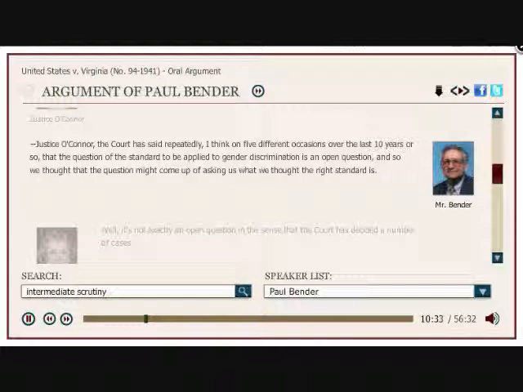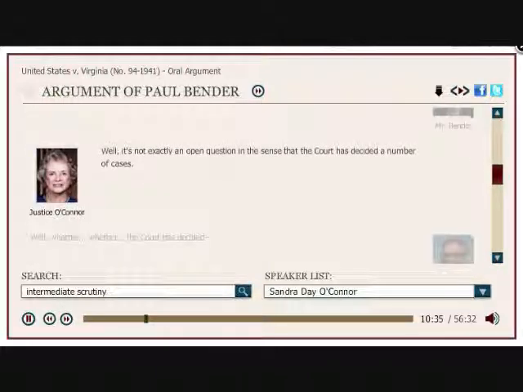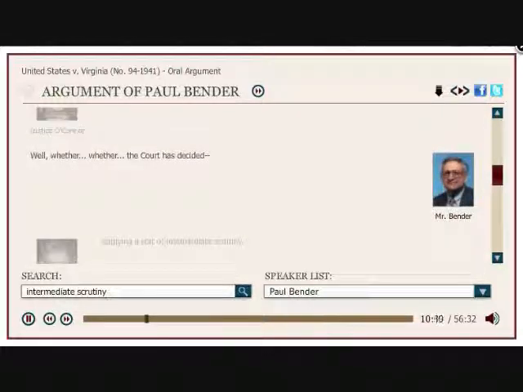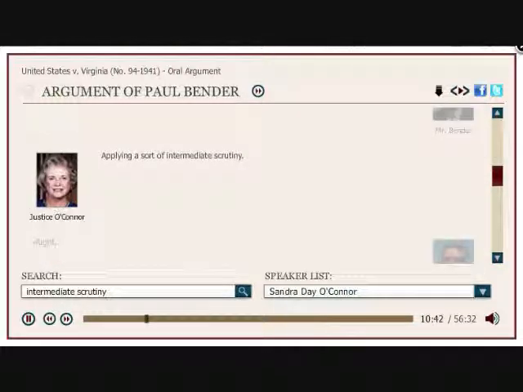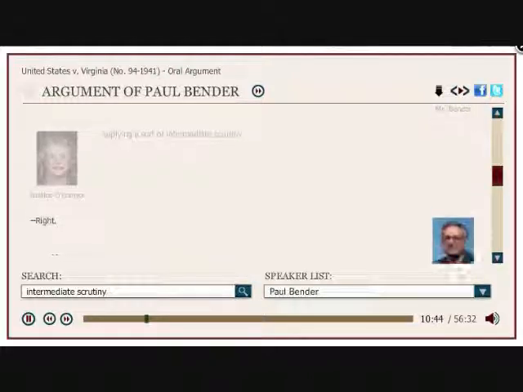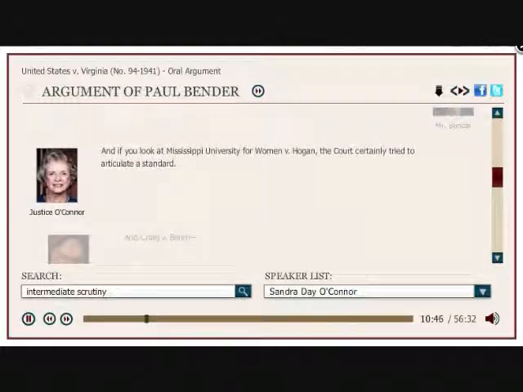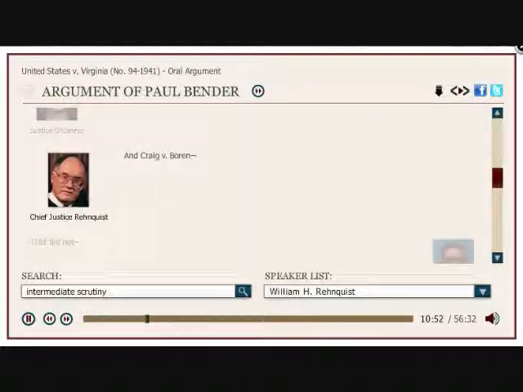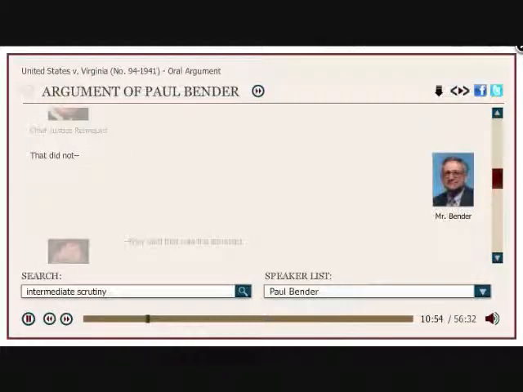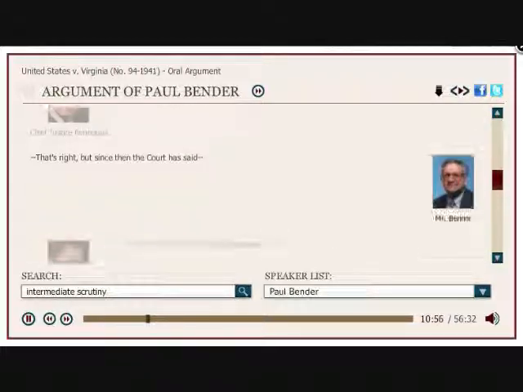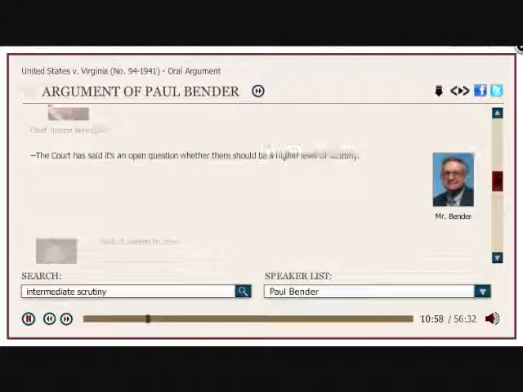Well, it's not exactly an open question in the sense that the court has decided a number of cases. Well, whether the court has decided applying a sort of intermediate scrutiny, and if you look at Mississippi University for Women versus Hogan, the court certainly tried to articulate a standard. Craig versus Boren, they said that was the standard. That's right. But since then, the court has said that it's an open question whether there should be a higher level of scrutiny.